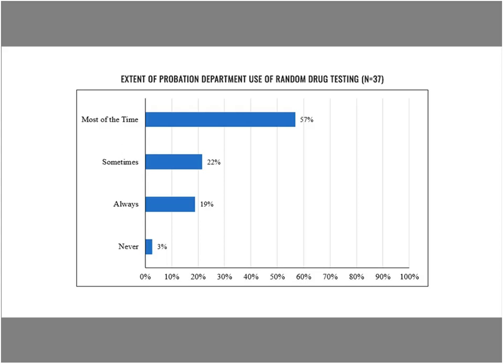Administrations of tests, in terms of random tests, as you can see in the figure, over half said most of the time they were doing random tests. And 60% of probation directors reported clients were expected to take time off of work to provide a sample for their required drug tests. And half of respondents said their clients did have some trouble getting time off from work to take their drug tests.